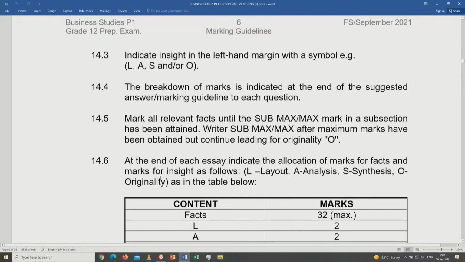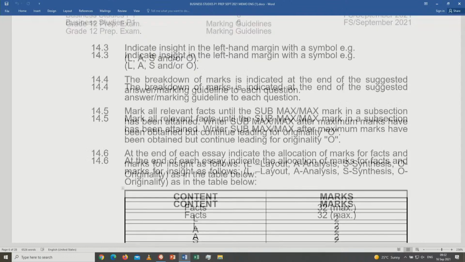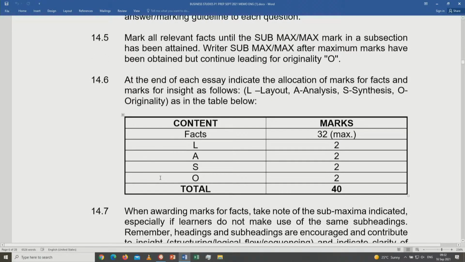And then mark all relevant facts until the submax mark in a subsection has been attained. You must write submax or max after maximum marks have been obtained, but continue reading for originality. It's also important to read for originality. And then at the end of each essay, when you mark, you must have these letters: F for facts, L for layout, A for analysis and interpretation, S for synthesis, and O for originality. Remember for facts, you cannot have more than 32 marks. 32 is the maximum.